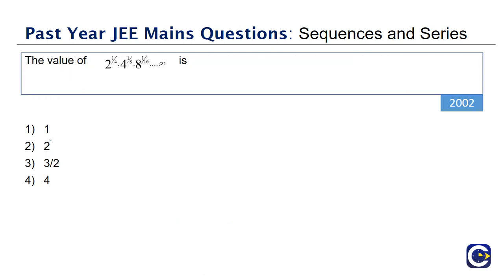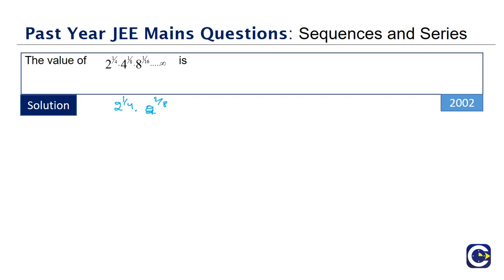The value of 2 power 1 by 4 into 4 power 1 by 8 into 8 power 1 by 16 and so on to infinity is. Options are 1, 2, 3 by 2 and 4. So in this question we can read it as 2 power 1 by 4 into 2 power 2 by 8 into 2 power 3 by 16 and so on to infinity. So we can write it as 2 power 1 by 4 plus 2 by 8 plus 3 by 16 plus and so on to infinity. So if you consider the power, what is it? 1 by 4 plus 2 by 8 plus 3 by 16 plus and so on to infinity.